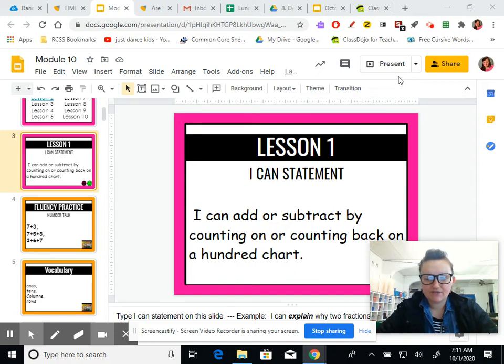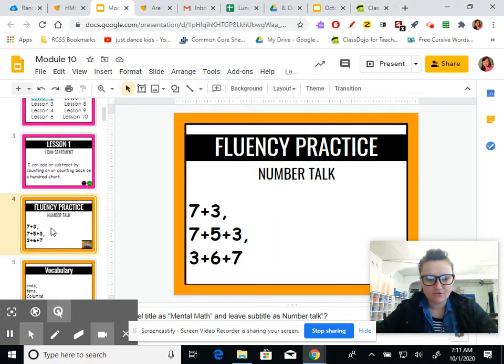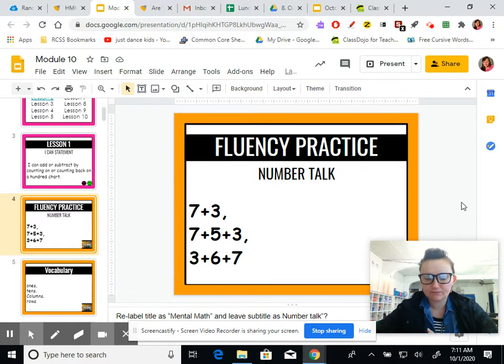I am here to do Monday's lesson, which is Monday, October 5th, 2020. And our I can statement is I can add or subtract by counting on or counting back on a hundreds chart. Okay, so for our number talk today, we have 7 plus 3. So go ahead and solve that.